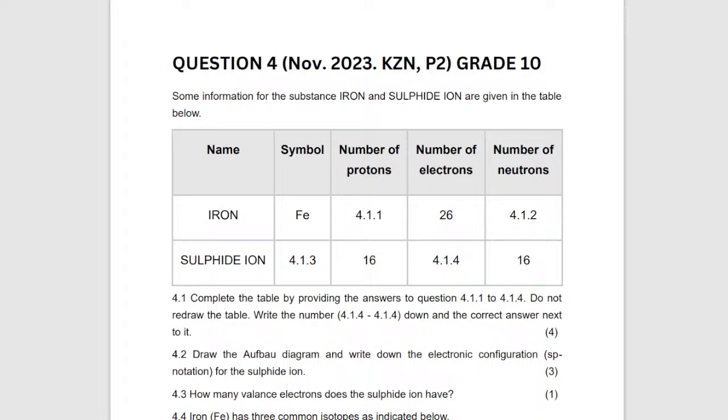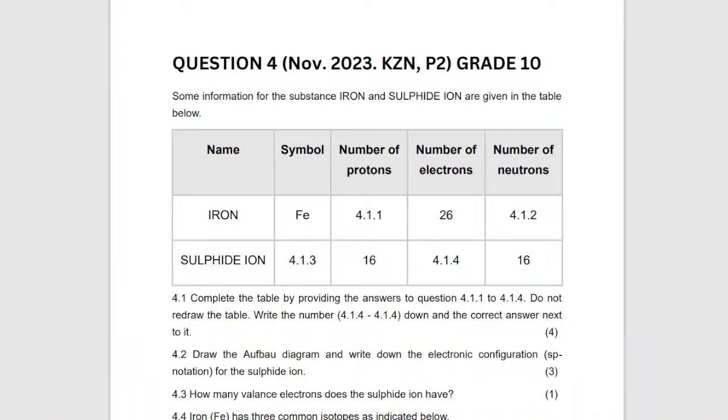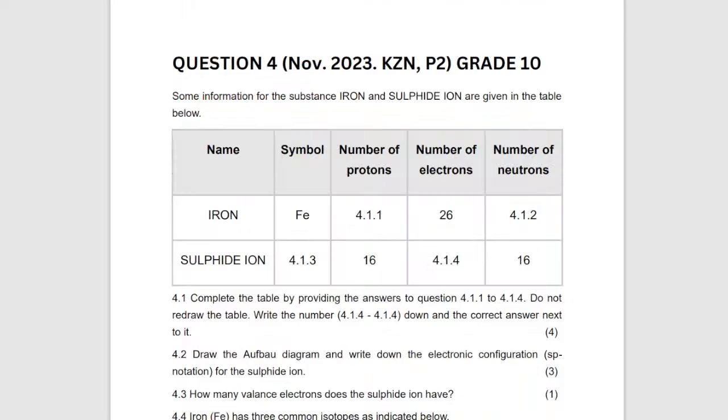This question said, some information for the substance iron and sulfide ions are given in the table below. And then you have a table which is iron on top and sulfide ion at the bottom. Guys, you need to remember the table of ions, which I have right here. You can see sulfide is S2 minus, is this one. I'm going to mark there. That one is sulfide. All right, so it's S2 minus. This one is memory, it's coming from sulfur. If you go to the periodic table, okay? So that one is important to note.